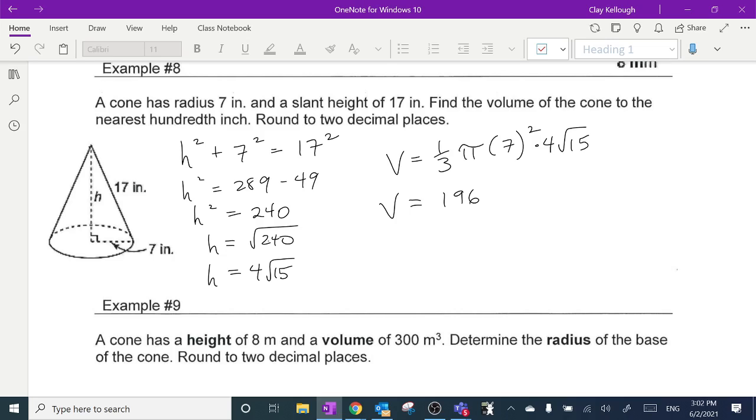196 times root 15 over 3 times pi. So there's the simplest answer I could give you without decimals. And what are we in? Oh, we're not in centimeters. I'm sorry. We're in inches. There we go. And changing that to decimals means punching buttons.